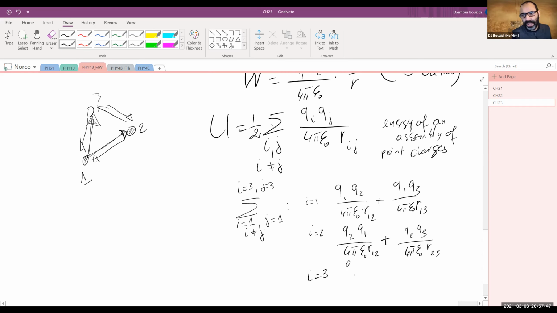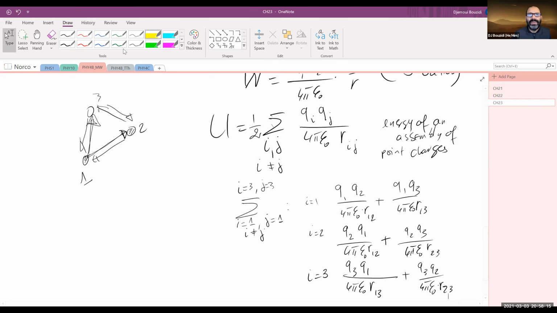That means q3, and then I can start with j equals 1, divided by 4 pi epsilon naught times the distance between 1 and 3, plus, now since i is equal to 3 and j is equal to 1, now I can go to j equals 2, which is q3 q2 divided by 4 pi epsilon naught times the distance between 2 and 3, okay?